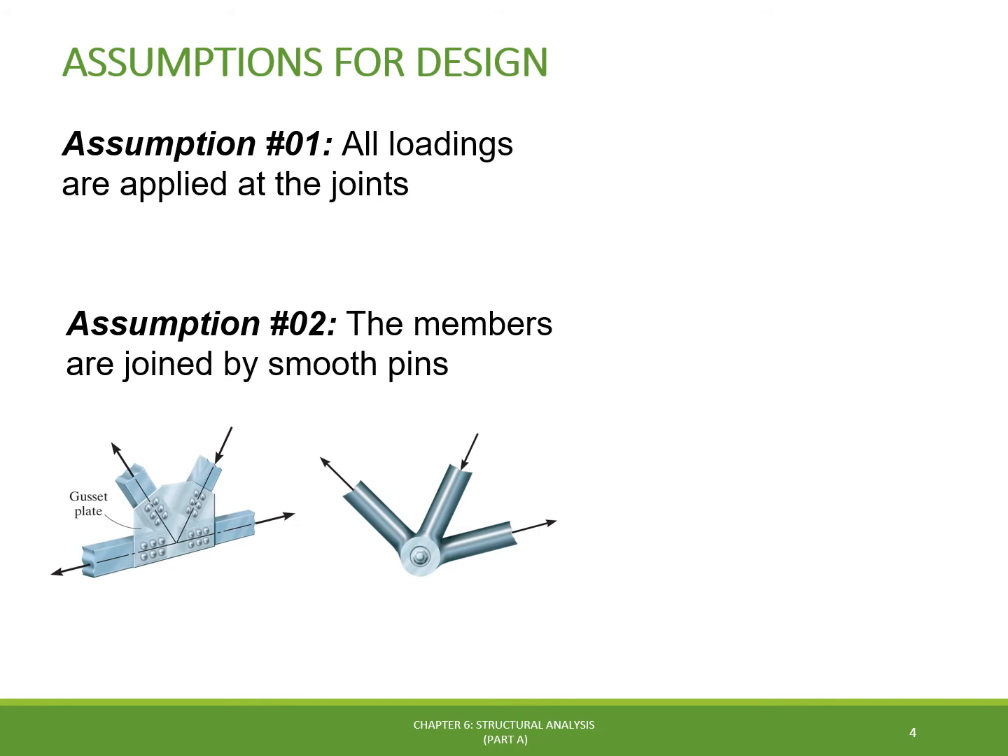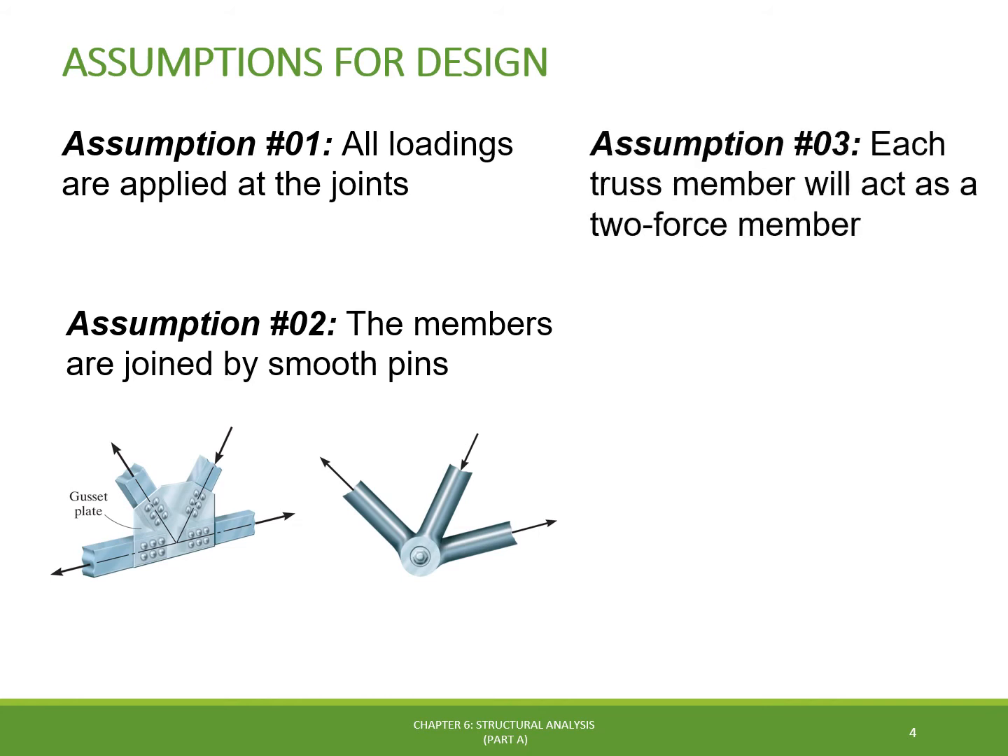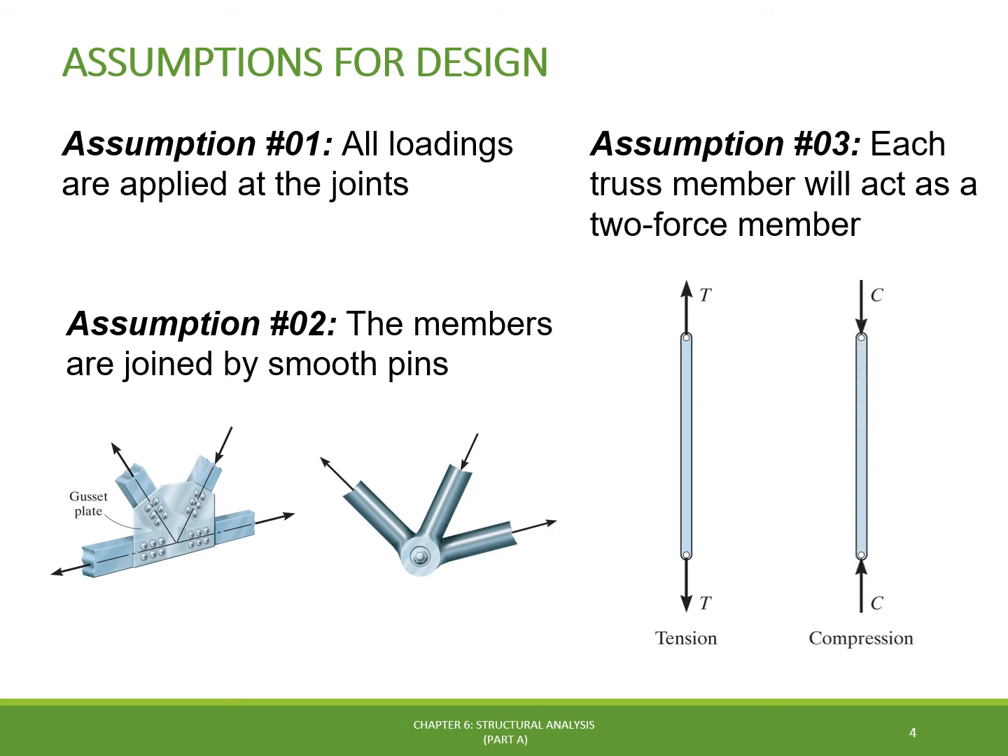Then in the last assumption, which is a consequence of the first two assumptions, we assume that each truss member will act as a two-force member, and therefore the force acting at each end of the member will be directed along the axis of the member. In other words, if the force tends to elongate the member, it's a tensile force T. On the other hand, if it tends to shorten the member, it's a compressive force C.